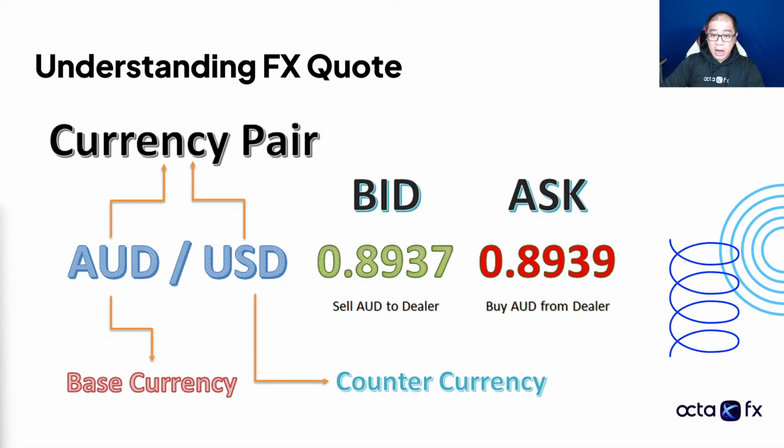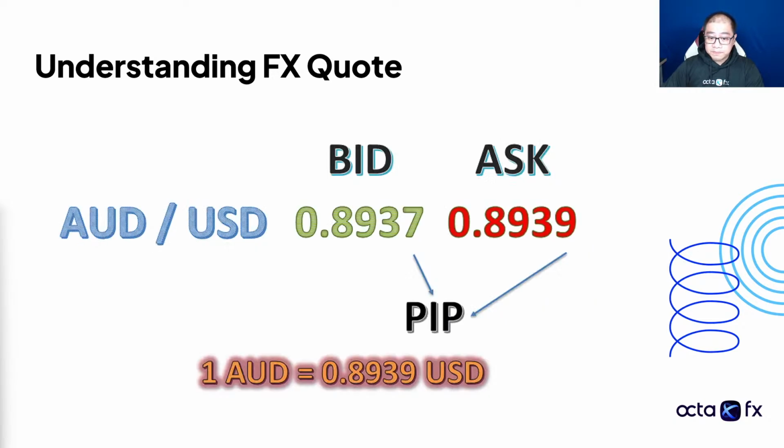Right, for example, the bid price here is 0.8937. That's you selling the Australian dollar to the dealer. The asking price is 0.8939. That is how much the broker is going to sell it to you for. Okay, so the difference at the end of it is basically the pip. So we got 0.8937 and then 0.8939. The difference here is 2 pips, right? We count the fourth decimal point.